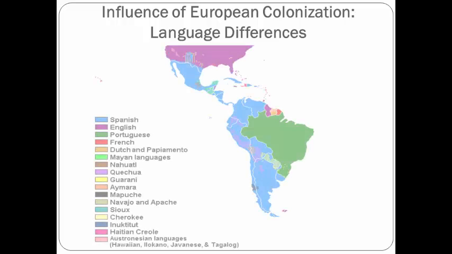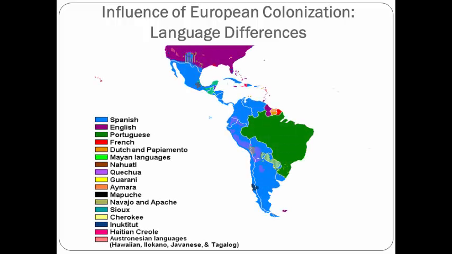Language differences in Latin America are also the result of the era of exploration and colonization. Because most of Latin America was explored and settled by Spanish conquistadors, the language spoken by most people in Latin America today is Spanish. However, there are some notable exceptions. For example, the island of Haiti has French and Haitian Creole as its official languages today, which are vestiges of the lengthy time Haiti spent as a colony of France.